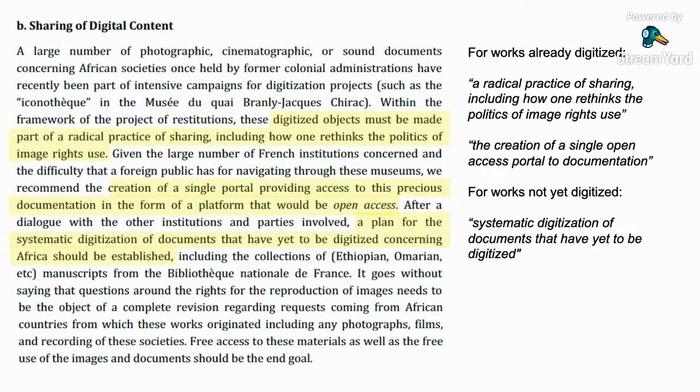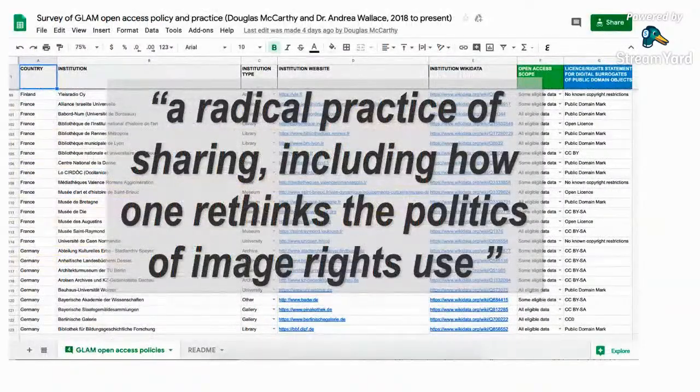So for works already digitized, the report recommends a radical practice of sharing, including how one rethinks the politics of image rights use. And it promotes the creation of a single open access portal to documentation of African cultural heritage and associated materials and collections. For works not yet digitized, the report recommends systematic digitization following a dialogue between the institutions and the parties involved. So let's consider these recommendations, beginning with a radical practice of sharing.